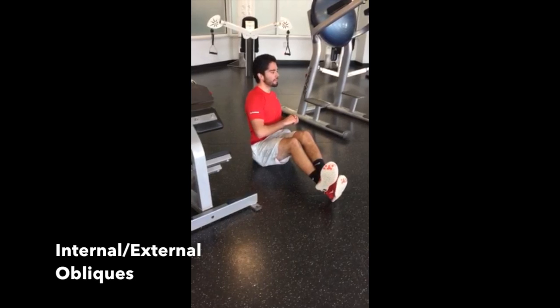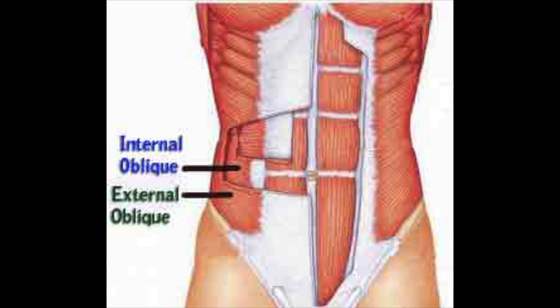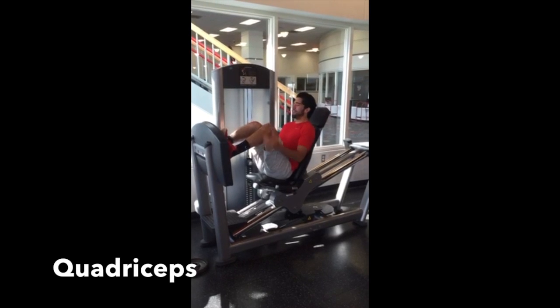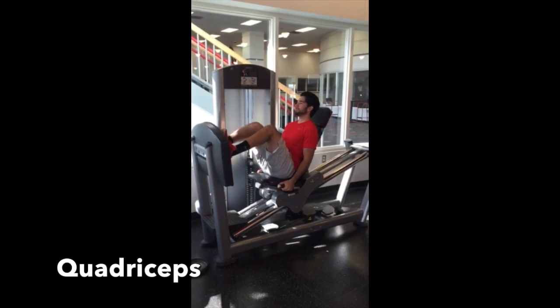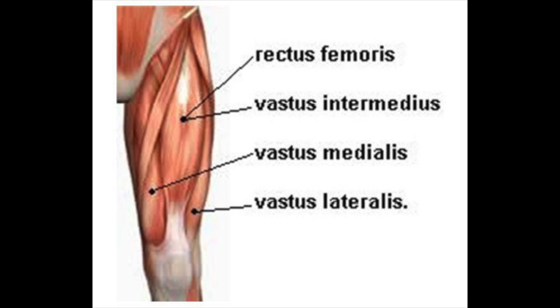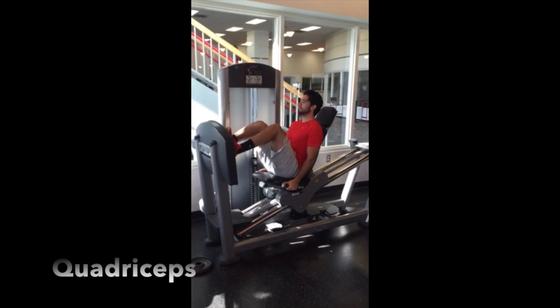The internal and external obliques are responsible for the rotation of the trunk. The examples seen here are oblique twists. The quadriceps muscle group is made up of 4 different muscles: the rectus femoris, the vastus medialis, the vastus intermedius, and the vastus lateralis. The primary function of this muscle group is to extend the knee.